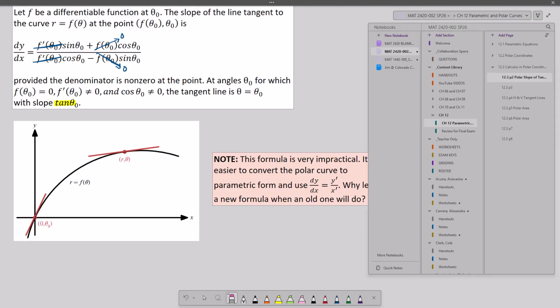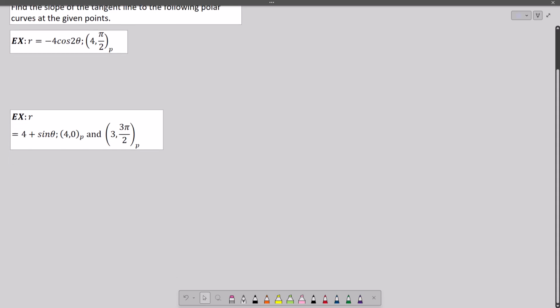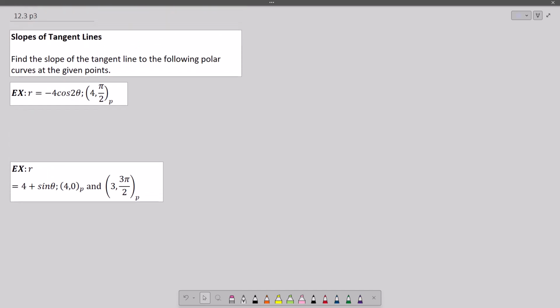Okay, so let's take our break, and then we'll do some polar calculus. And then we'll be done. Polar calculus is going to be the end of the new material.